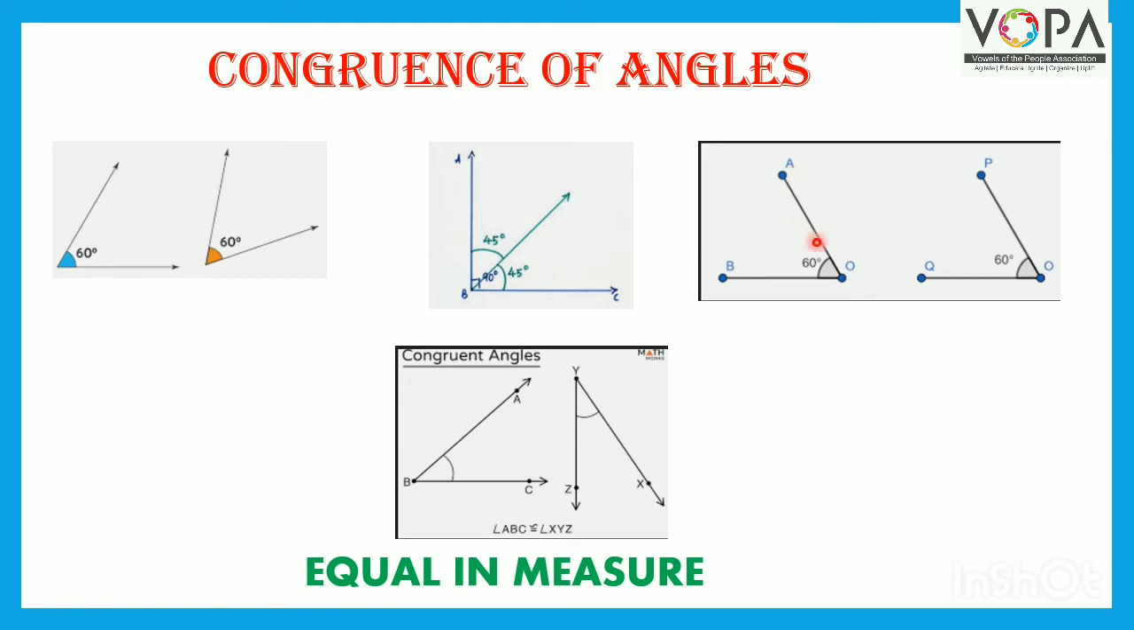Here you can see angle AOB is of 60 degrees, angle POQ is of 60 degrees. That means their measures are equal, so they are called congruent angles. Here you can see angle ABC is congruent to angle XYZ, and mathematically it is written with the symbol like this: angle ABC congruent to angle XYZ.